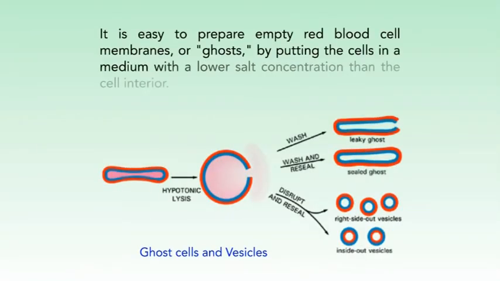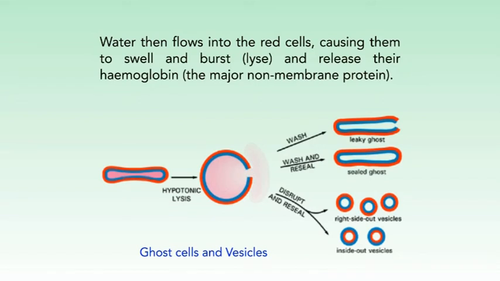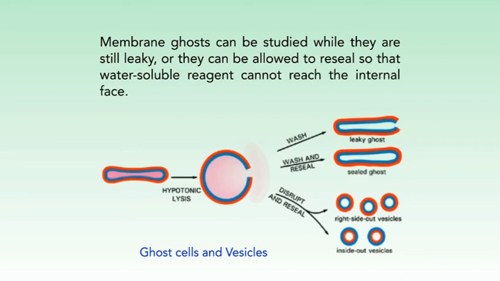It is easy to prepare empty red blood cell membranes, which we call ghosts, by putting the cells in a medium with a lower salt concentration than the cell interior. Water then flows into the red cells, causing them to swell and burst and release their hemoglobin, which is the major non-membrane protein. Membrane ghosts can be studied while they are still leaky, or they can be allowed to reseal so that water-soluble reagents cannot reach the internal phase.